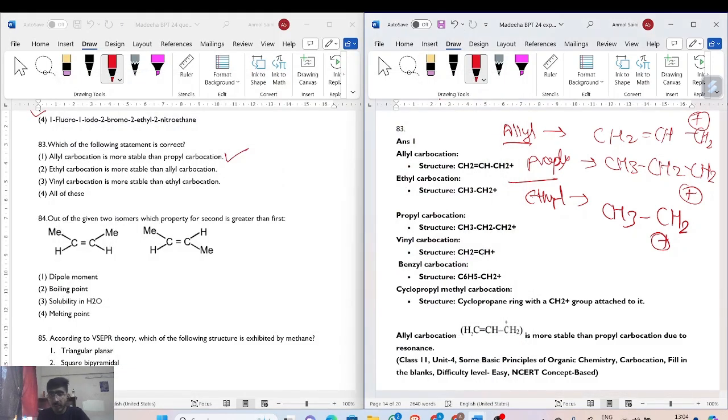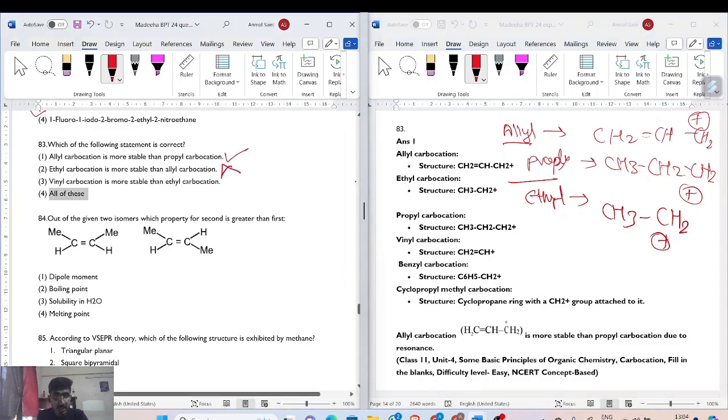The structure of ethyl will be CH3, CH2 positive. Now we have to compare between ethyl and allyl. So again we can see that in allyl there is a double bond, single bond, positive. It means some resonance is occurring here. So due to resonance, allyl is more stable. So this statement is incorrect.